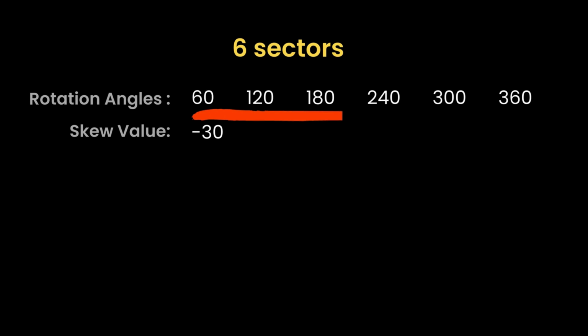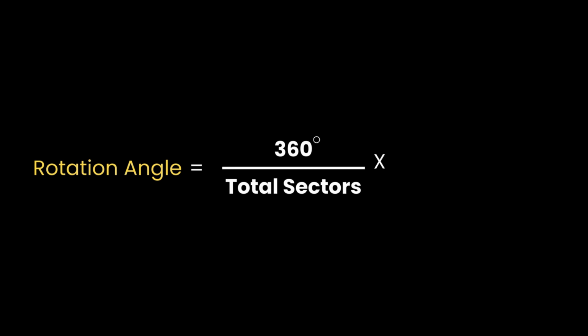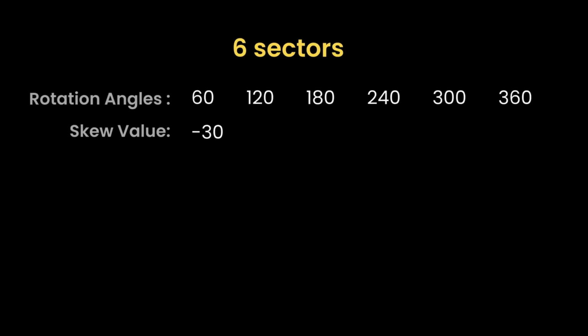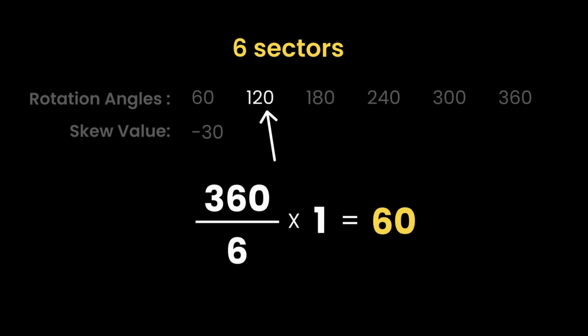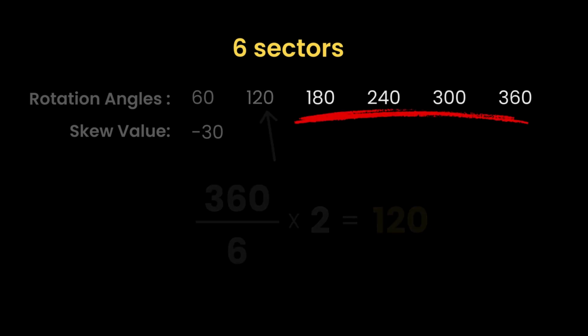But we can observe a simple pattern for the rotation angle, that is 360 divided by total sectors, into sector number. Here for the first sector it is 360 divided by 6, into 1, equals 60, for the second sector it's 360 divided by 6, into 2, equals 120, and similarly for the other sectors also.